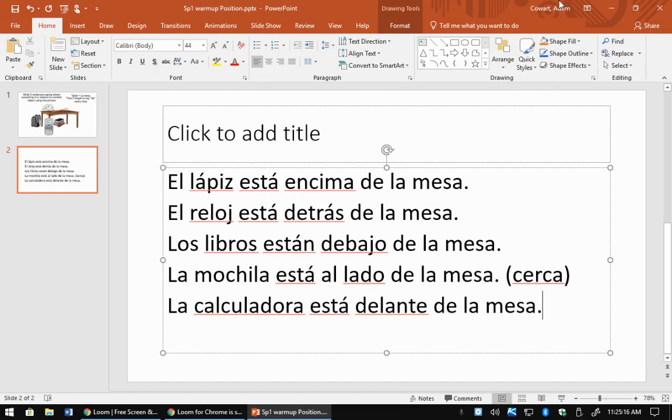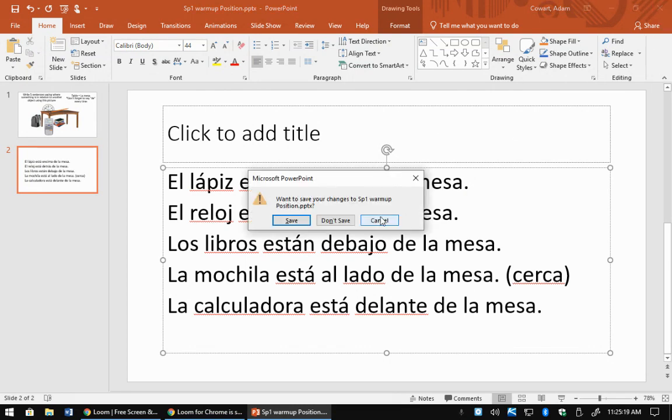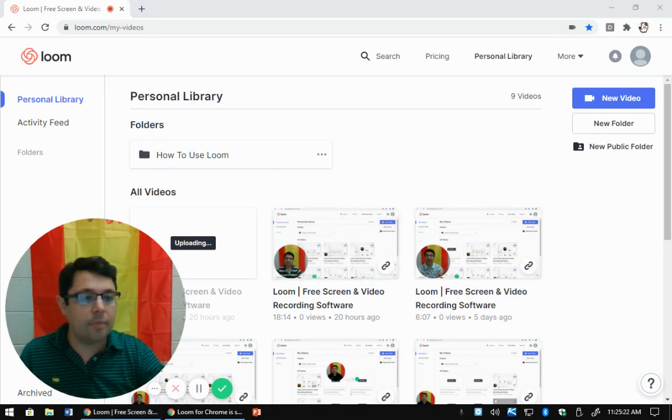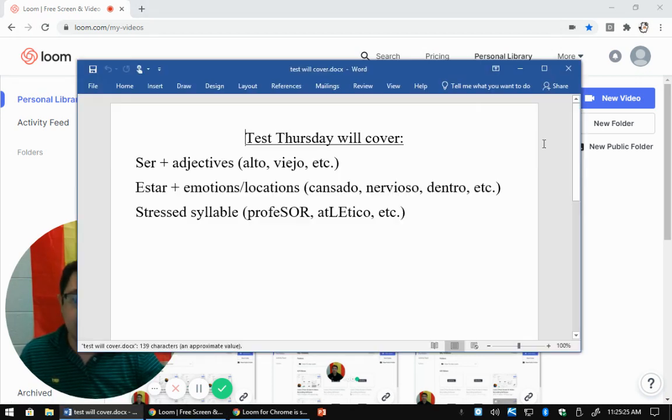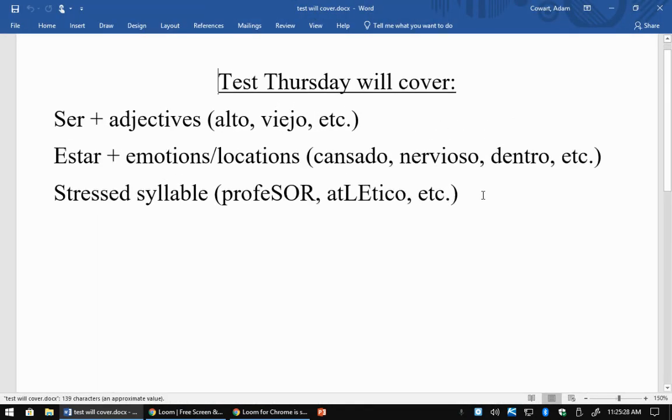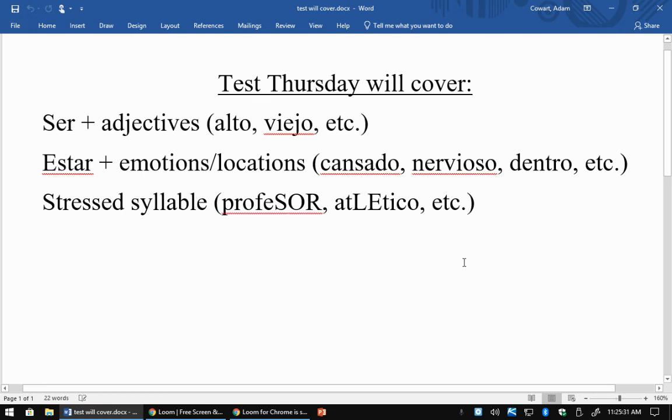So I want to remind everybody that there is a test tomorrow, and here's what the test will cover. Okay, it covers, like I said, ser and the adjectives like alto, viejo, estar, and which goes with emotions like cansado, nervioso, as well as locations like we just did, things like encima, debajo, al lado, etc. If you want a review of those, you can watch yesterday's video. Okay, and then of course a small section on stressed syllables like profesor, atlético, etc.